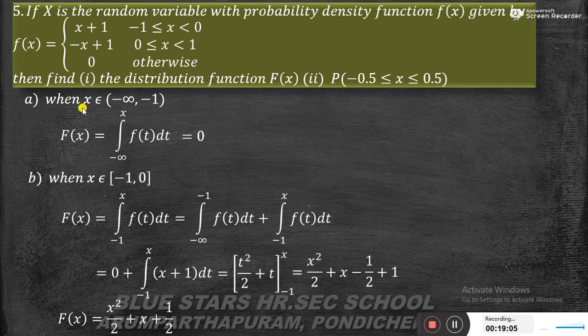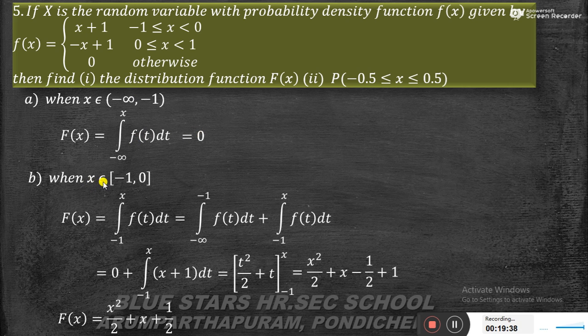So first they ask about the distribution function. Distribution function means capital F of x. So the formula for capital F of x is the integral from minus infinity to x of f of t dt. So now first I take the limit, x belongs to minus infinity to minus 1. So minus infinity to minus 1 comes under the otherwise limit. So the function f of t is 0. So I substitute here, f of t equal to 0, and the integral of 0 is 0.